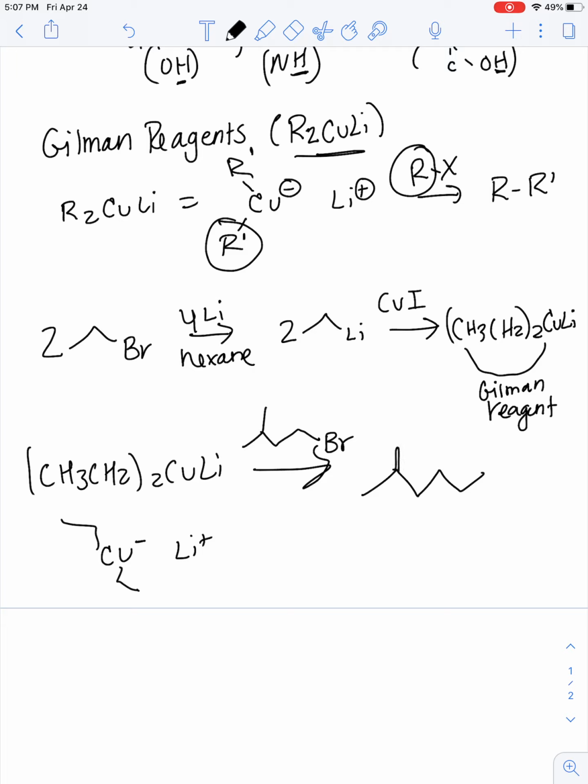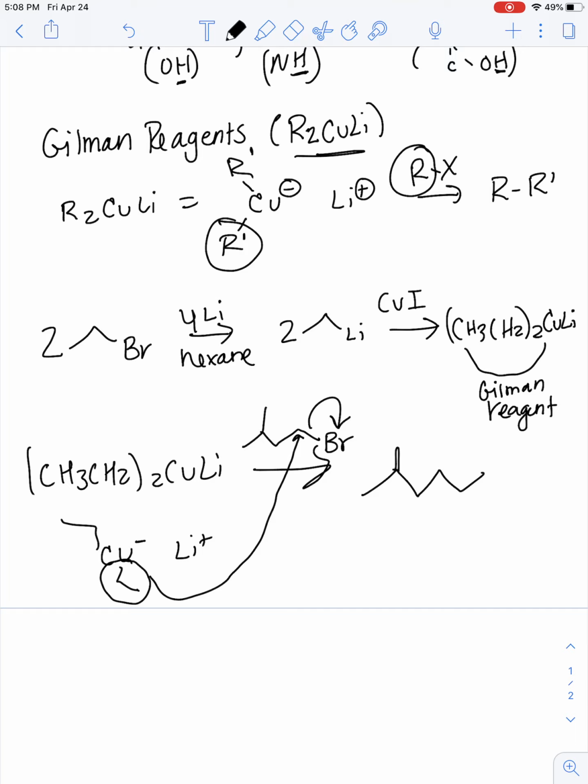So let's look at it as a simplified mechanism. You don't need to know the actual mechanism for this. What happens is one of these R groups on the organocopper reagent is going to come in and attack this carbon here. As it attacks this carbon, the bromine, the C-Br bond or C-halide bond, will be breaking.